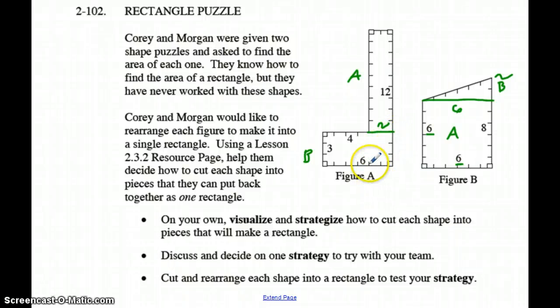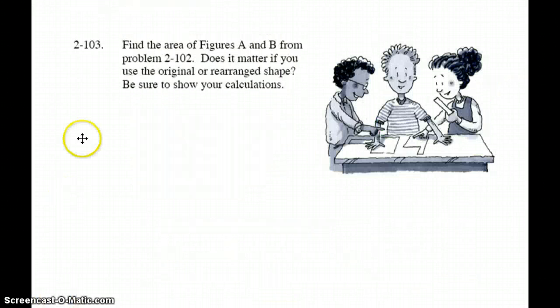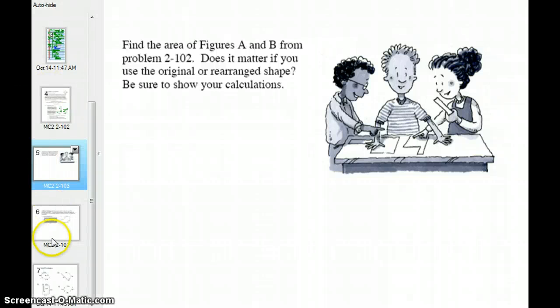This is what we call decomposing and then recomposing area. We are dividing the figure up into rectangles and triangles that we can take the area of, and then calculating the whole area of the entire figure. That's what you would do in 2-103, finding the areas of the figures, and you can complete that in class. Once again, go ahead and pause this video whenever you need to stop or catch up on notes or practice problems.